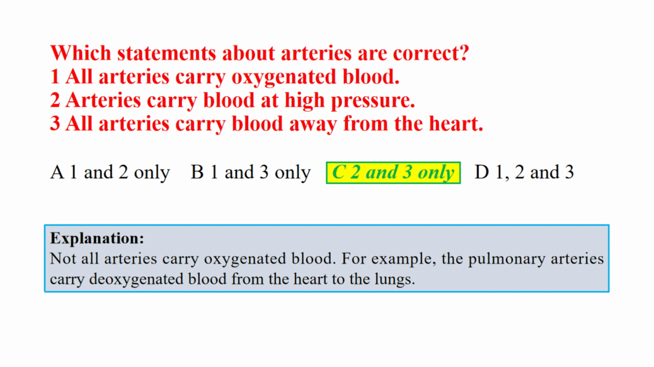Finally, statement 3 is also correct. All arteries have the important role of transporting blood away from the heart, regardless of whether the blood is oxygen-rich or not. So, putting it all together, the accurate statements are that arteries carry blood at high pressure and always transport blood away from the heart.